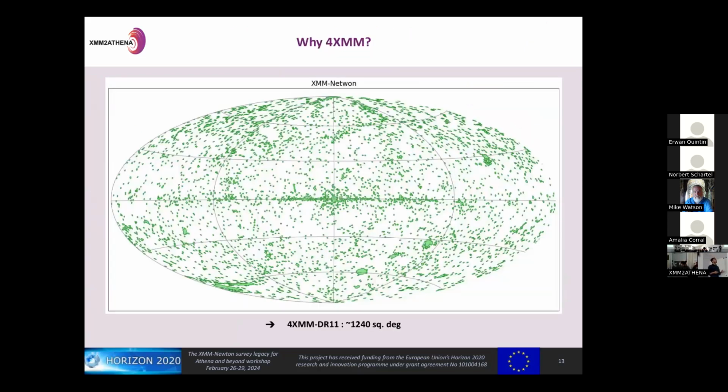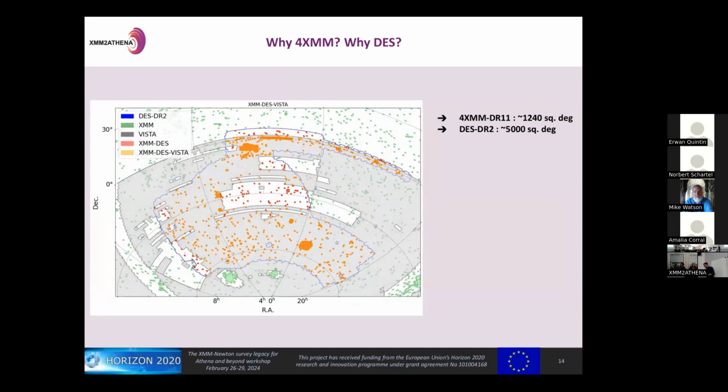So the opportunity came with the 4XMM catalog, the full sky. We have 1,200 square degrees. But in order to select high redshift AGN, we need deep optical data and near infrared coverage. So in this work, we selected the DES field that covers almost 5,000 square degrees. You can see it here in blue.